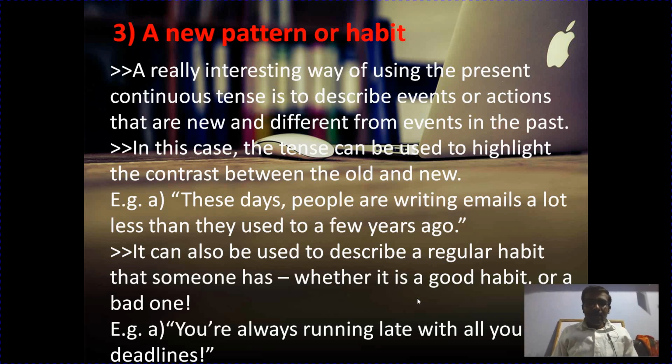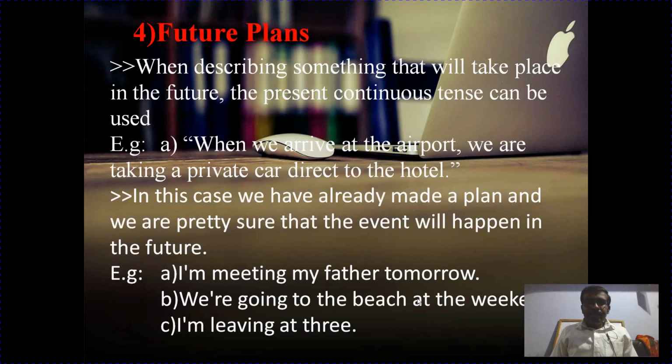Okay, fine. So in this case, a new pattern or habit, I have explained two things. One is to differentiate the contrast between the old and the new things, and the second one is regular habit, either a good habit or a bad habit, expressed with the help of the present continuous form. And the fourth and the last one is future plans. What are your future plans? I am doing this business, I am planning to do this business, I am planning to go for such interviews. Like this, tomorrow's things can be explained with the present continuous form.